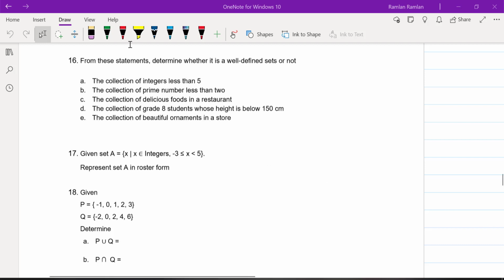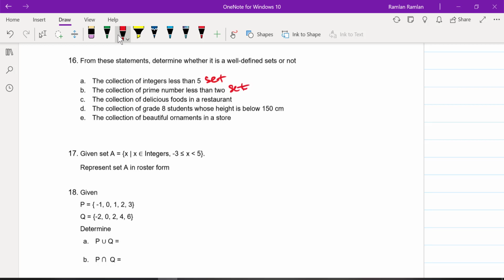Let's go for number one. The collection of integers less than 5. I know that no one will argue that integers less than 5 start from 4, and then 3, and then 2, and then 1, and then 0, and so on, right? So everyone will say this. The fact is that this is a set. Yes, it is a set. The second one is the collection of prime numbers less than 2. There will be no members, there's no element that is a prime number less than 2, but it is a set because everyone will agree on that.